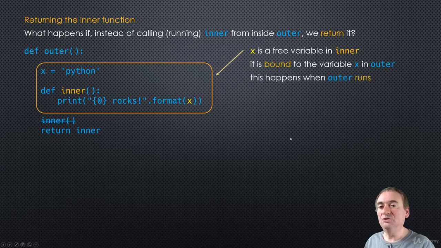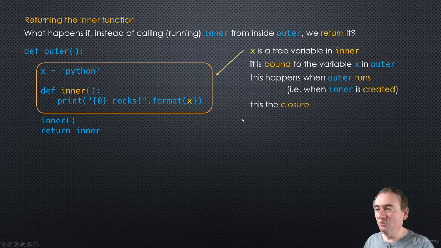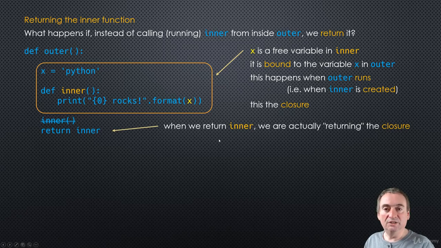Now this happens when outer runs. Then the closure is created. But inner is not called anymore inside outer. Instead it's returned. So we have this closure. What are we returning when we say return inner? We're returning the closure, not just the function bare of its free variables. It's the function plus its free variables. It's the function plus a little extra bit, right? So when we return inner, we're returning the closure. We have to consider that.